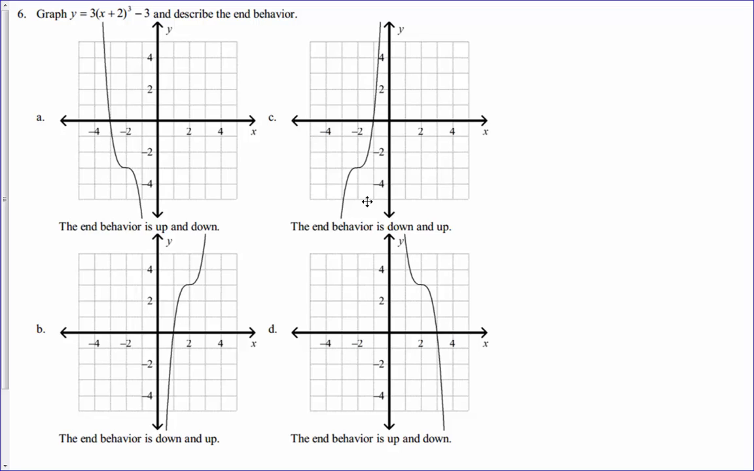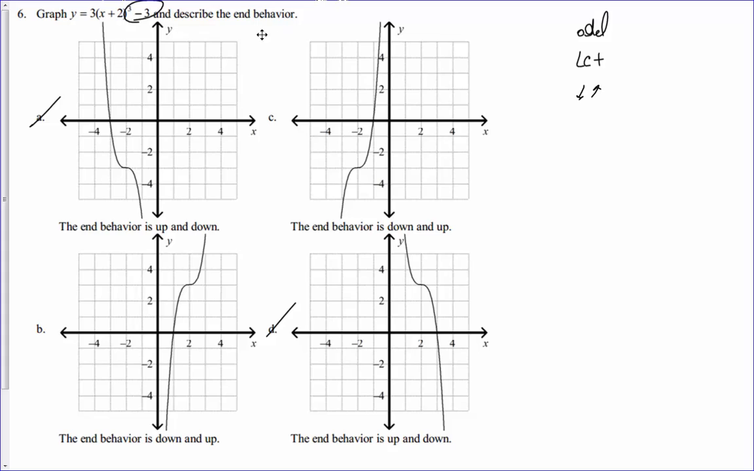All right, next one we're going to do is number 6. It says, graph the function and describe its end behavior. Well, from looking at the function, it's an odd degree, and our leading coefficient is going to be positive. So with an odd degree and a positive leading coefficient, we know we're going to be down, up. Okay, so the left side of the graph is going to go down, the right side is going to go up. So this one's out, and this one's out. So we've narrowed it down to B and C from the beginning. All right, so now let's figure this out.